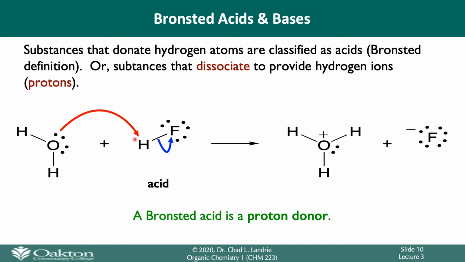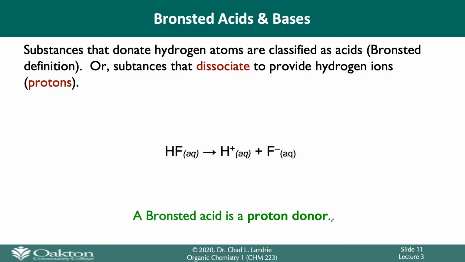And anything that is a proton donor, and proton is another word for hydrogen atom, anything that is a proton donor is called an acid. Anything that is a proton acceptor is called a base. And so we could actually label water here as a base. It's accepting the hydrogen or proton, and the acid is donating it. So the Bronsted definition gives us the same categorization of acid and base, but we're looking at it a little bit differently.